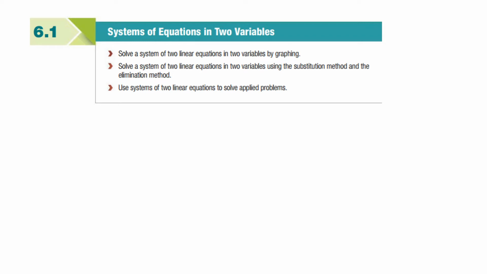In section 6.1, we're studying systems of equations in two variables. Usually these will be x and y. So we're going to learn how to solve them by graphing. We're going to learn two algebraic techniques for solving them, one called the substitution method, another called the elimination method. And as always, there are word problems because life is a word problem.